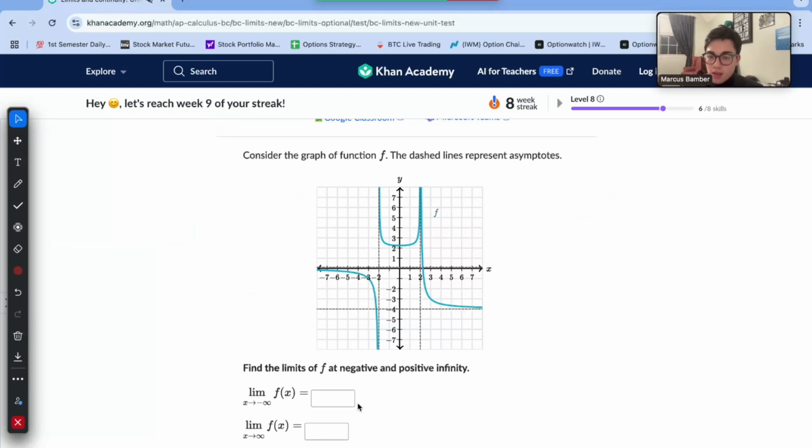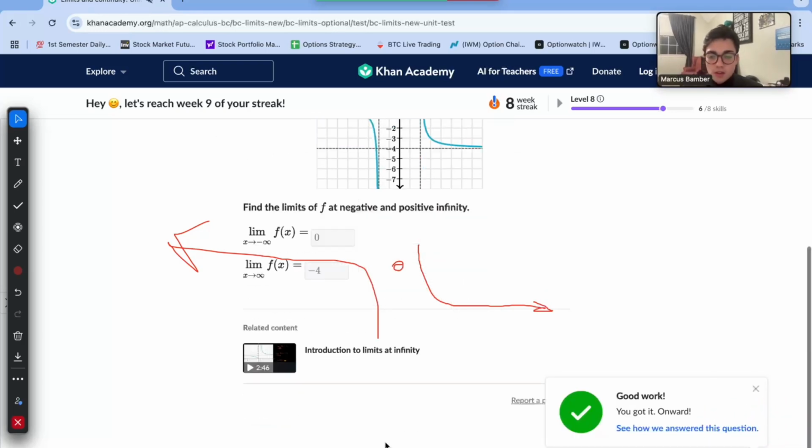Okay, find the limits of f at negative and positive infinity. We're just going to look at the horizontal asymptotes. So as we approach negative infinity, we can see that we're going to approach the y value of 0. So the limit of f of x as x approaches negative infinity is 0. We asymptote towards 0. And now approaching positive infinity, we're going to the right, and we can see that we're approaching negative 4 here. So the limit of f of x as x approaches infinity is simply equal to negative 4. We have our two limits.